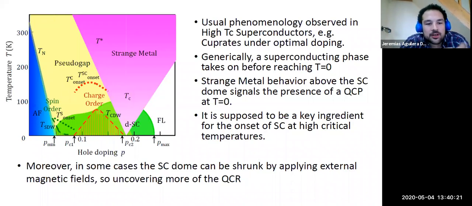And even if you are not interested in superconductivity, let me just say that generically, by applying magnetic fields, it is possible to shrink the superconducting dome and uncover more and more of the quantum critical region associated with the strange metal. So what I'd like to stress is that this critical region is usually pretty amenable to be tested experimentally. And that's essentially the main motivation for this.